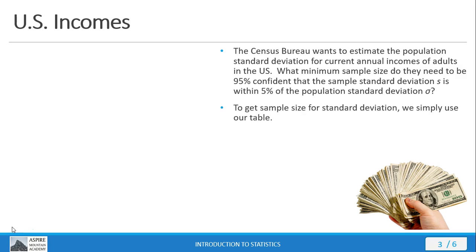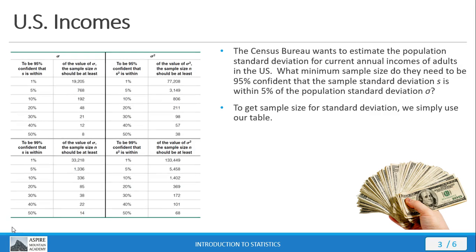Okay, we're just going to use our table to get our sample size for standard deviation. Here's our table, and we go back and look at our problem statement. Are we looking for standard deviation or variance? Here the problem says standard deviation, so that's the left side of our table. Next, we notice we're 95% confident, so that's the top half of that half. Now we're in the top left quarter of our table. Then we see in our problem statement that we want to be within 5%, so we look on the list for 5%. What's the number right next to it? We just read over. There's our minimum sample size, 768.